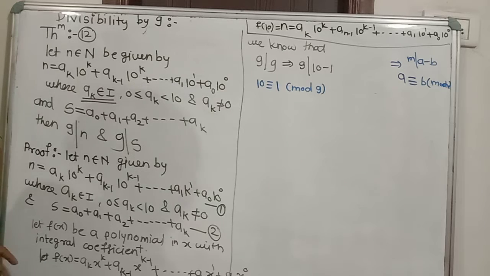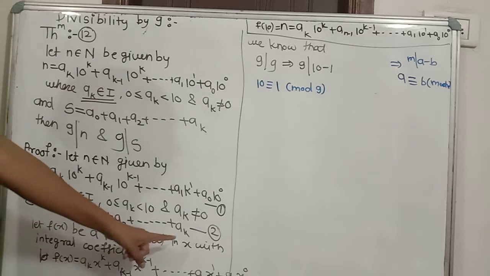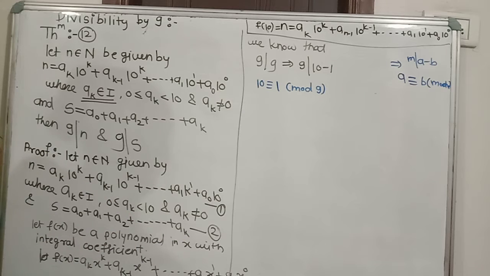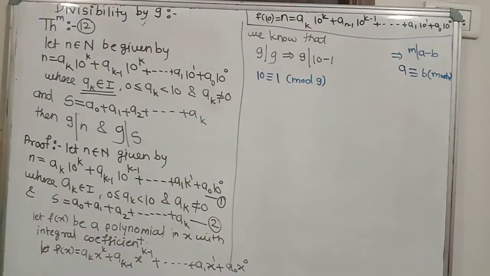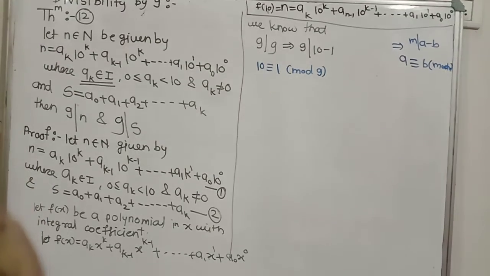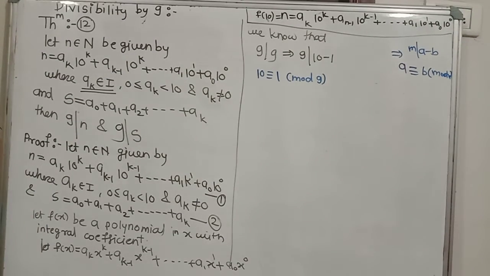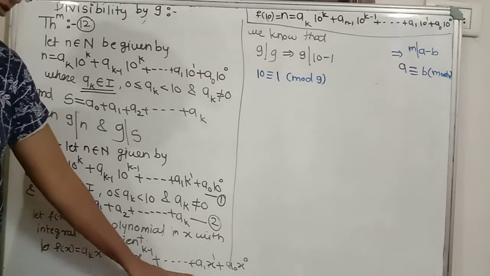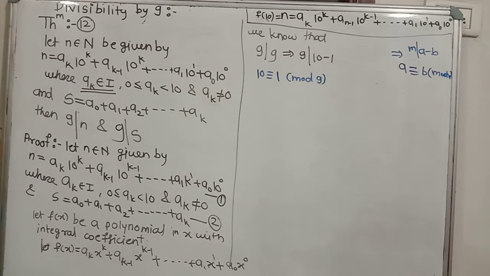As per our previous theorem, let f of x be a polynomial in x with integral coefficients. Then f of x is defined as a_k x raised to the power k plus a_{k-1} into x raised to the power k minus 1, plus and so on, a_1 x raised to the power 1 plus a_0 x raised to the power 0. We have to prove that 9 divides n if and only if 9 divides s.